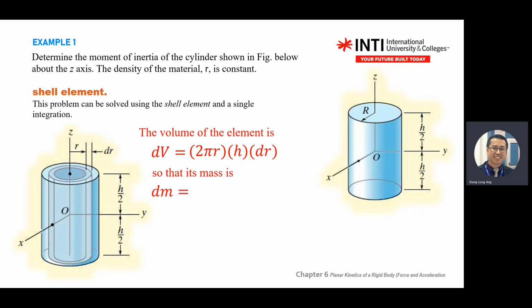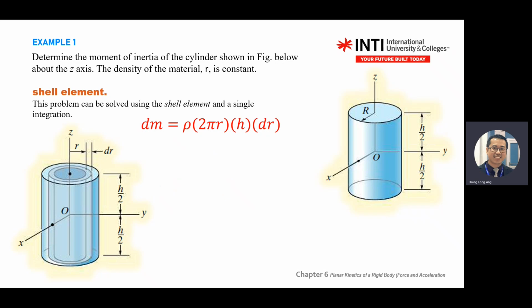How to get mass? You take rho dV. I think the r here needs to change to rho. So you substitute the dV in a shell element calculation, and you arrive at this equation.